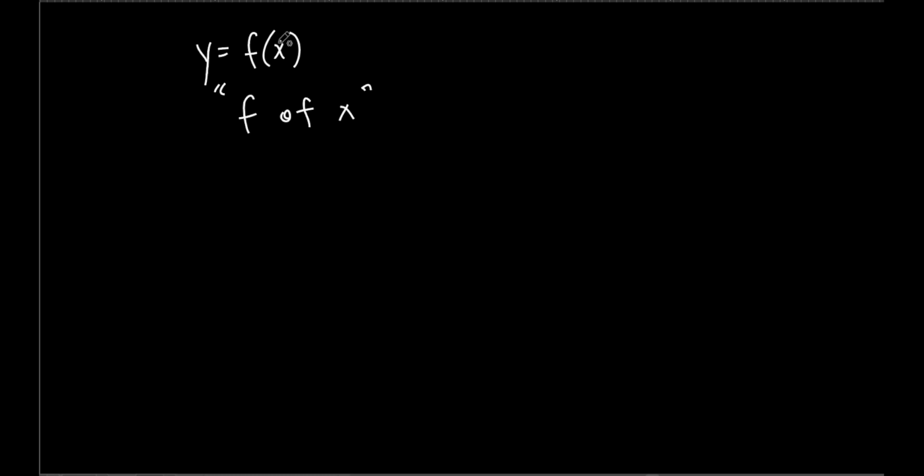All right, so this is called f of x. This is that notation. Anytime you see this, it doesn't mean f times x. It just means f of x, the function of x. That's what the f stands for, function. So instead of seeing y equals something, what are we going to replace that y with? F of x, that's right.